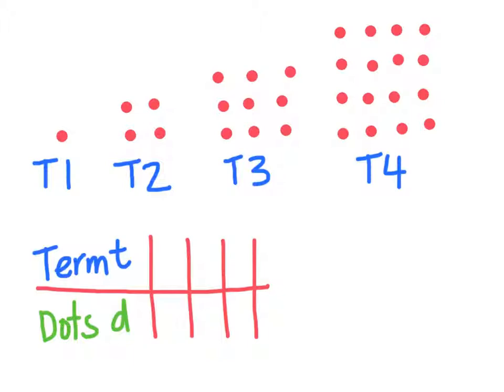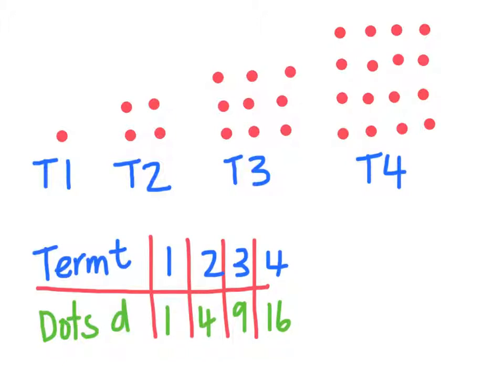Now at the top row I'll put the terms, so there's term 1, 2, 3 and 4, and I'm going to call the terms T, and the bottom row will be the number of dots in each term, D. So in term 1 there was 1, in term 2 there was 4, in term 3 there was 9, and in term 4 there was 16.